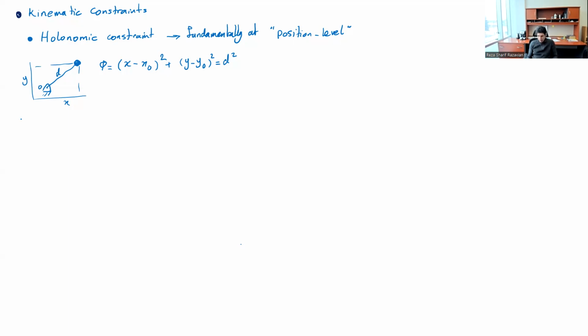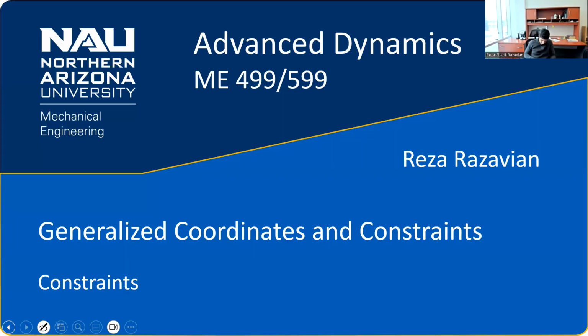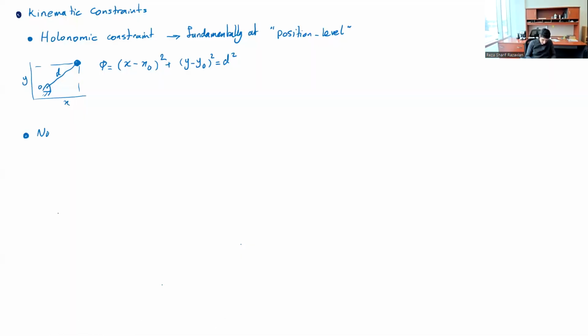Another very important class, which is fundamentally different, are called, you guessed it, non-holonomic constraints.